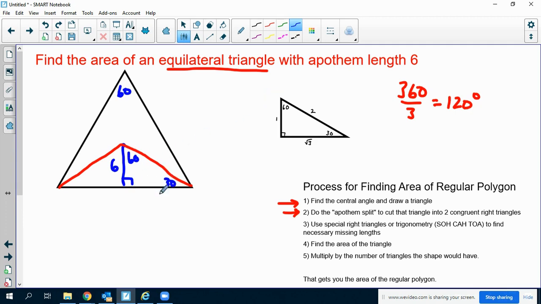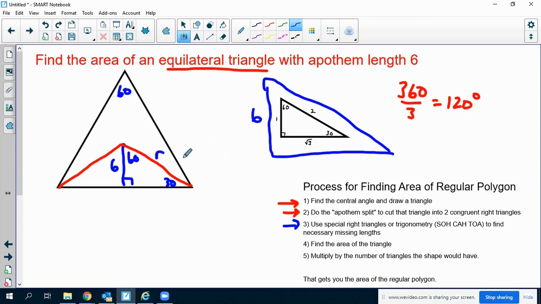So now what I have is another 30, 60, 90 triangle. So now we're on step 3, use special right triangles or trig. In this case, we'll use special right triangles to find the missing necessary side lengths. So I'm going to draw this. This is a 6 across from the 30. And then what do I need to find? Well, this is the radius. But in order to find the area, let's say I want to find the area of this triangle.